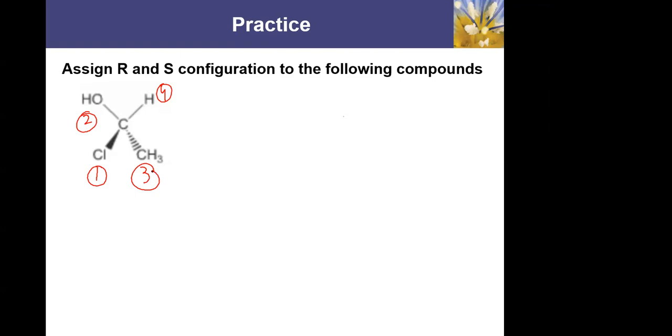Is it R or S? It's S. Yes, very good. How do you say that it's S? You're absolutely right. Because hydrogen over here is the least prioritized, but it's not at the back. So even though we got clockwise, we're going to take the opposite, so it's going to be S. It was basically R, but since I looked at the least one, which had priority 4, it was not at the back, so it's going to be S.